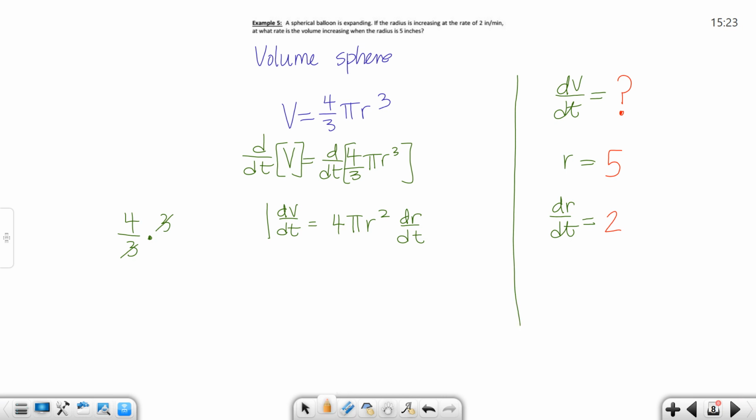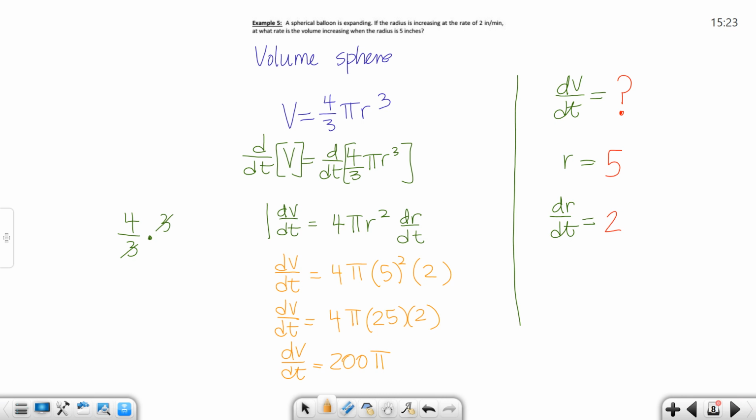Okay, so let's plug those in. dV dt would equal 4 pi 5 squared and 2. R is 5, dr dt is 2. So dV dt would equal 4 pi 25 and 2 all multiplied together. So that would equal 200 pi.